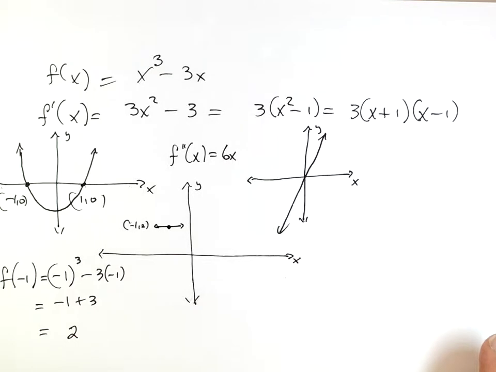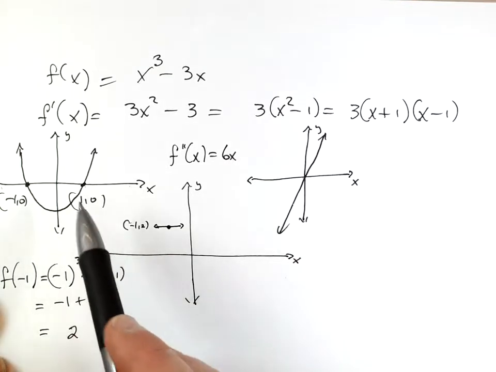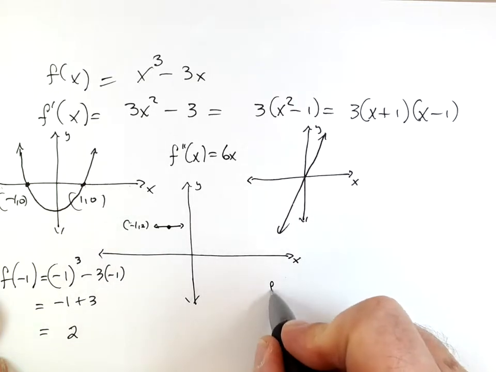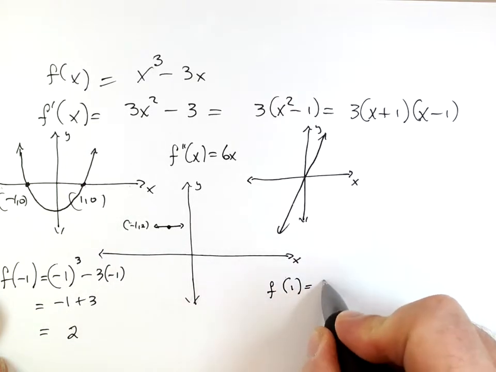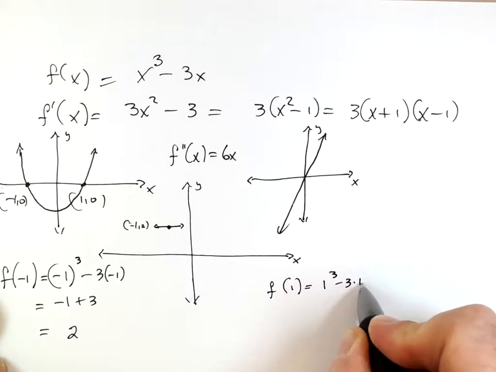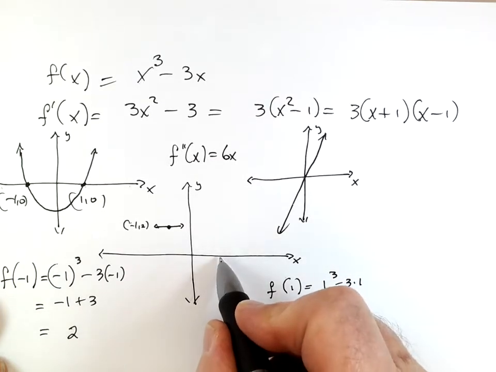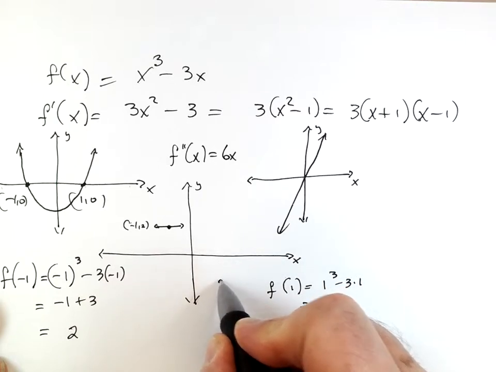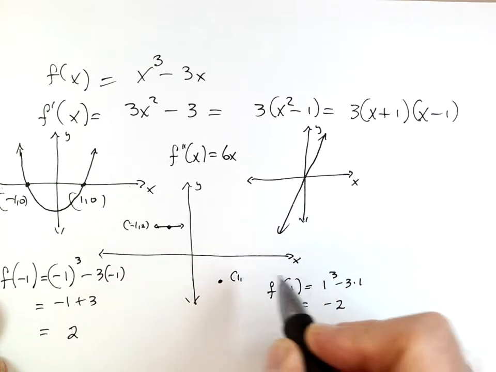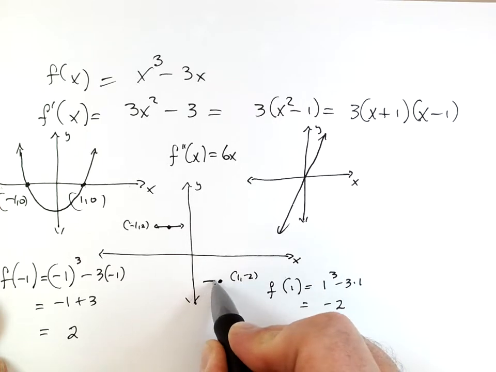Where else do we have a horizontal tangent line? We have another horizontal tangent line at 1. Let's substitute 1 into the function. You get 1 cubed minus 3 times 1. That's 1 minus 3, that's a -2. So at 1, -2, we also have a horizontal tangent line.